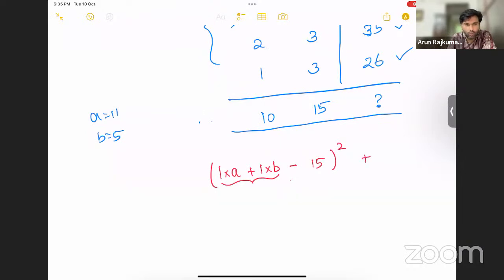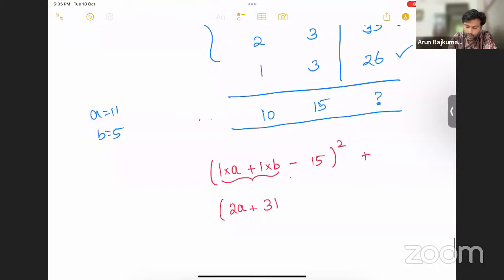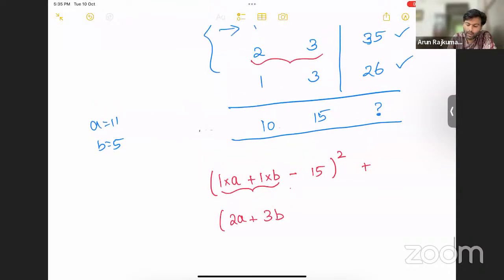On day 2, for my choice of A and B, I would have predicted 2A plus 3B, because it's 2 apples and 3 oranges. But my bill amount says 35. So 2A plus 3B is my prediction, and 35 is the actual value. I want to see how much I'm off on day 2. So this is the difference between my prediction and the actual on day 2. This is on day 1.